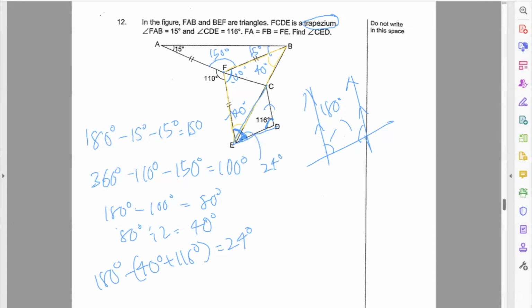So that's all for question number 12. Let's continue with question number 13.